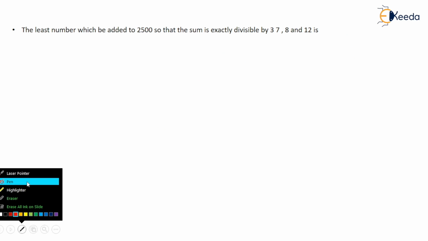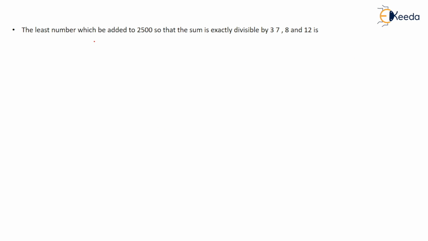Okay. Here is the question: the least number which should be added to 2500 in order to get it divisible by 3, 7, 8 and 12. Divisible by means LCM. So if you take the LCM of 3, 7, 8, 12, what does this come out to be? We'll take 2, 2 and this all. So after solving the entire thing, you get 168.